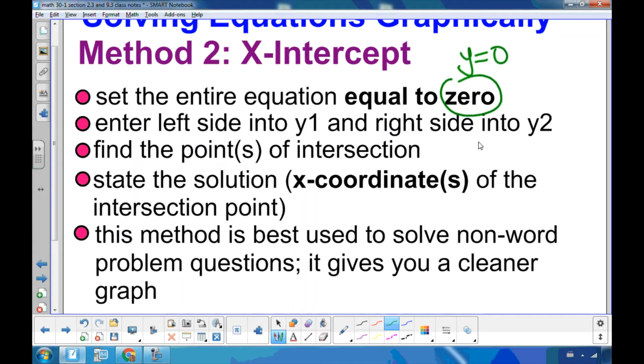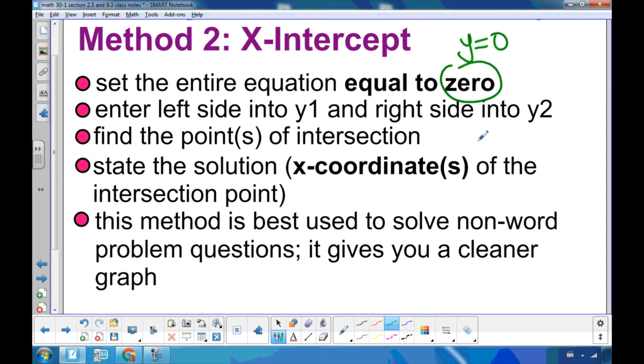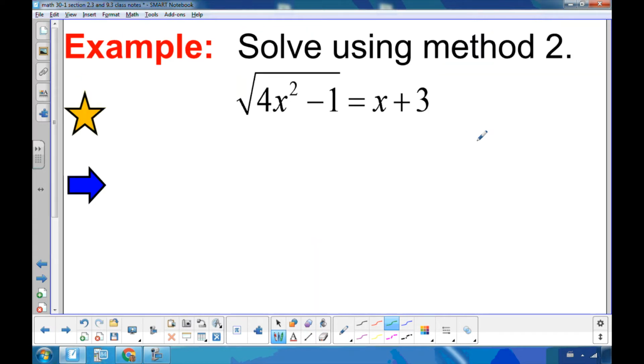Once we've set it to 0, we enter the left side into y1, the right side into y2, and find the point or points of intersection. Again, we state the x coordinate, which is really the x-intercept. I like to use this method anytime I solve an equation graphically. Anytime I get an equation and it says solve it graphically, this is what I do. Let's look at this example. I want to solve this using method number 2, which means I want to set it to 0. So I'm going to subtract x and 3 from both sides, and just make sure that that does equal 0.